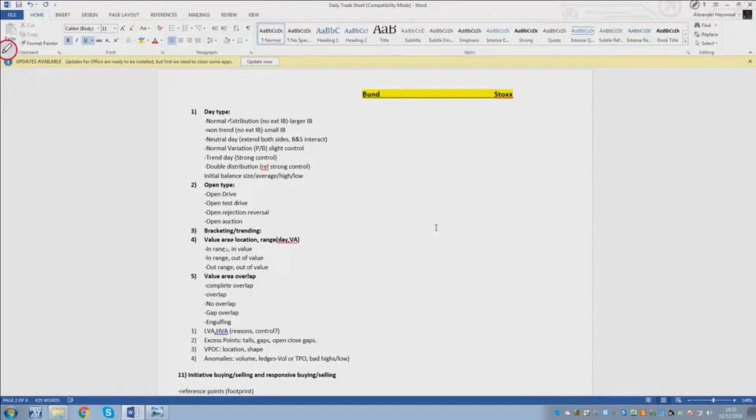How does the market open today based on what we had yesterday? Is it a strong convicted open with an open drive, or is it more an open auction? We then look at what kind of nature the market is in, what type of context the market is currently bracketing. Are we seeing a lot of overlapping type profiles, or are we seeing trending profiles where we have very little overlap? We would then look at our value area location.